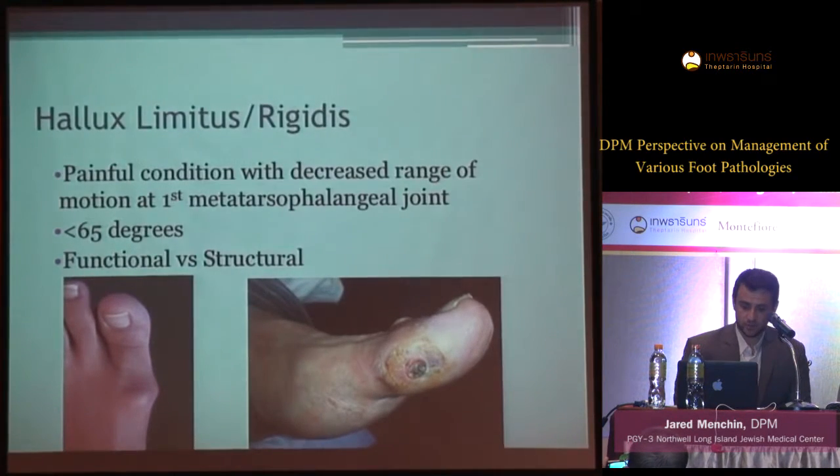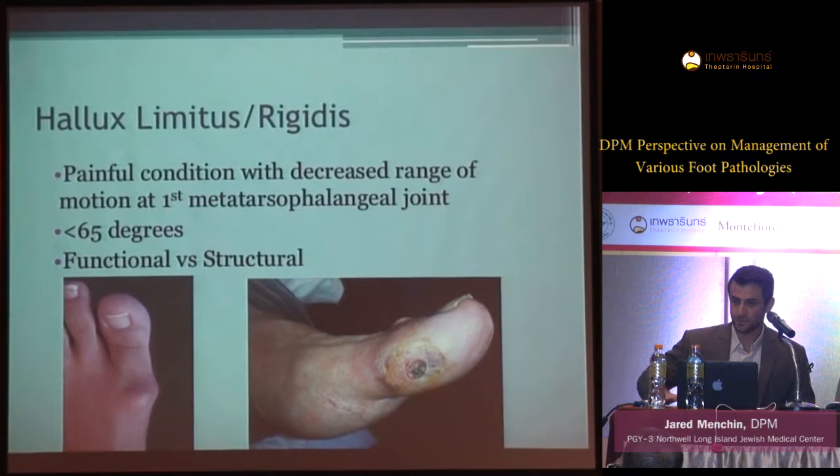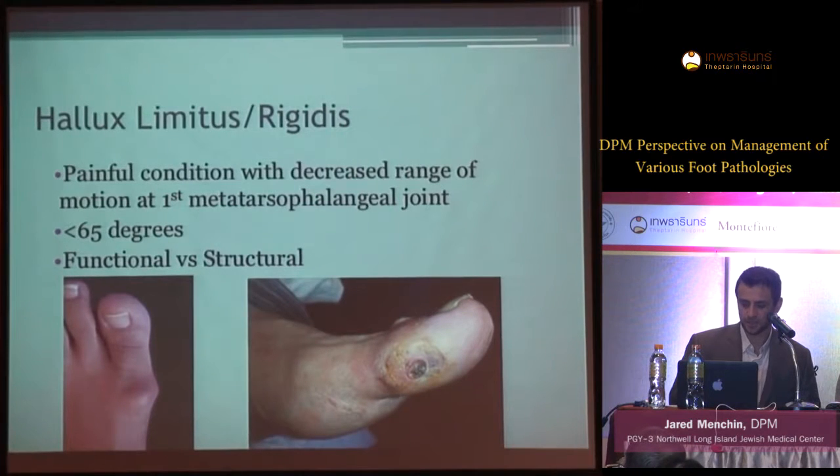Okay, next procedure that we do, or next condition that we treat often, is called hallux limitus or hallux rigidus. What this is, is a painful condition where you get decreased range of motion at the first metatarsophalangeal joint. So generally during gait, you're going to need at least 65 degrees range of motion in order to have a propulsive gait. So the decrease in range of motion could be either a functional deformity or a structural deformity. The functional deformity is going to be that your first metatarsal bone isn't able to properly plantar flex. So what that's going to do is it's going to jam your joint.